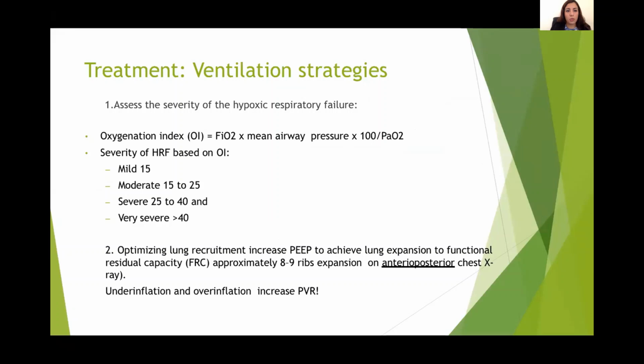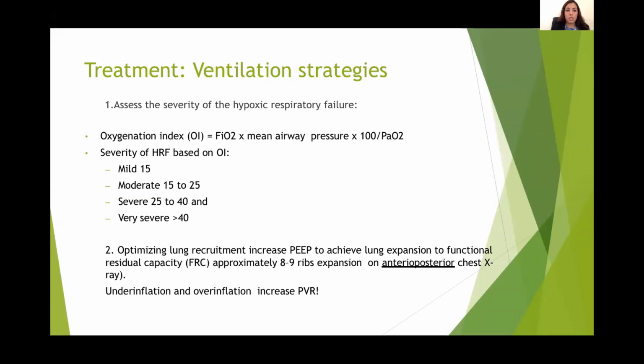So if we go back to the treatment tools, the most important one will be the ventilation strategy. You have to try to recruit your lungs. If your lungs are closed because of atelectasis, lung collapse, or surfactant deficiency, or whatever, even if you start nitric oxide, it will not work. So first of all, you have to assess the severity of this hypoxic respiratory failure. That's why we start by calculating the oxygenation index, which is the FiO2 percentage multiplied by the mean airway pressure multiplied by 100 and divided by the PaO2.